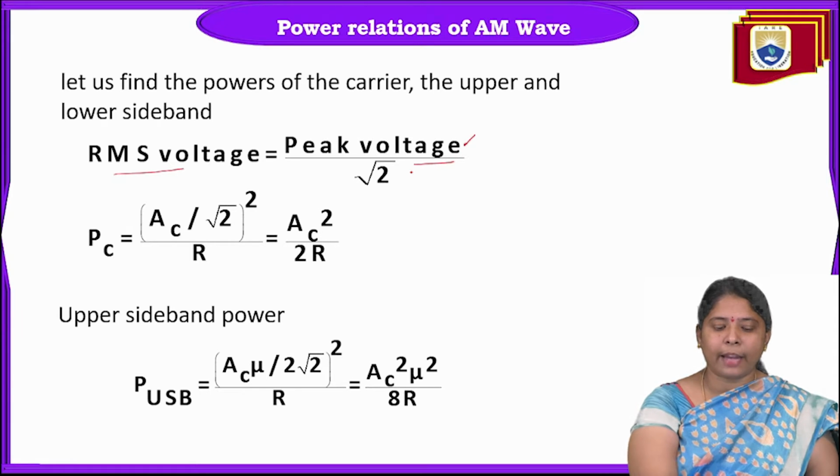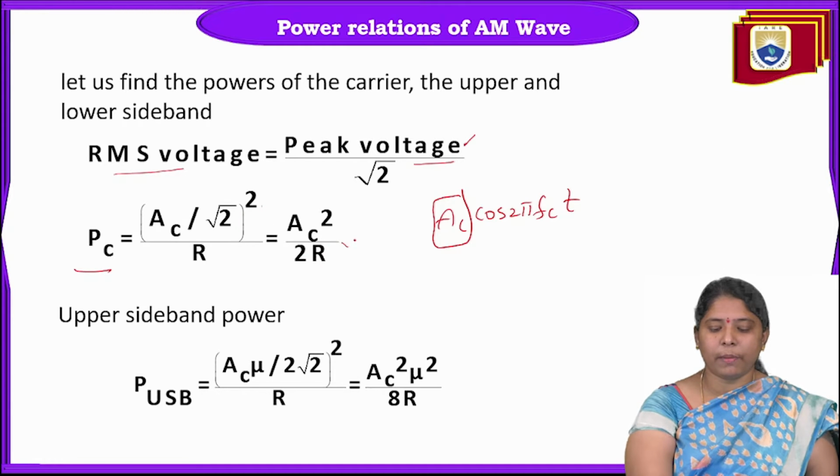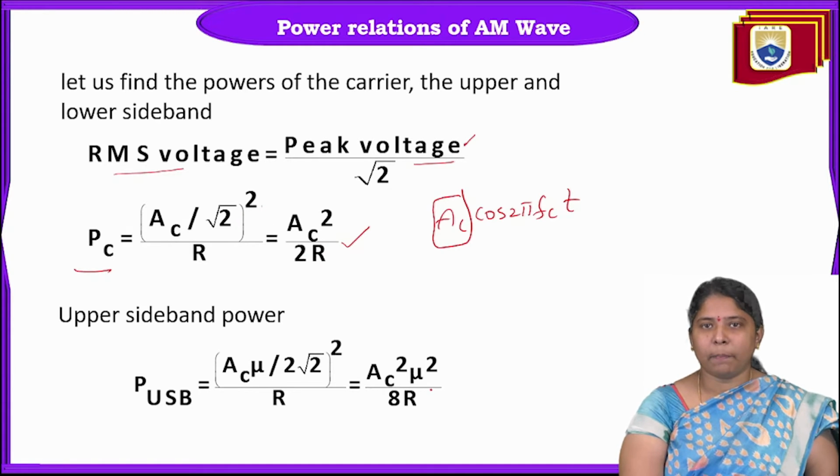For the first term, the carrier power, in the calculation of the carrier, the peak voltage is AC, from AC cos 2 pi FC t. This is the carrier term. So the peak voltage is AC, and divided by root 2, we get (AC by root 2) whole square by R. So this AC square by 2R is called the carrier power.